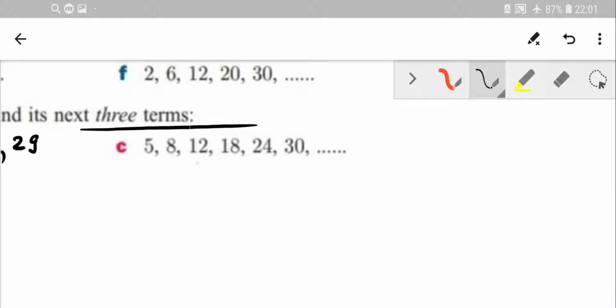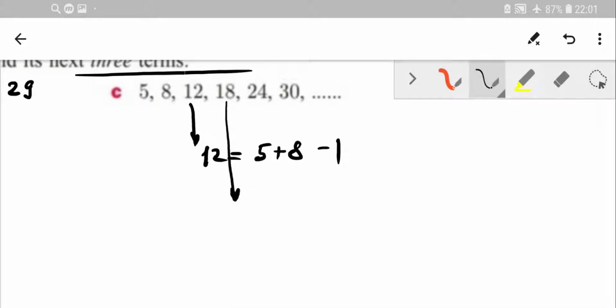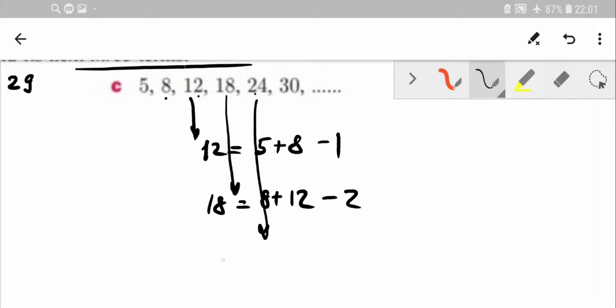So it means, for example, 12. Let's consider how it might be arranged. So 12 is 5 and 8. It's 13, right? But you need to subtract 1. All right, so let's see how 18 might be arranged. So 18 is 8 and 12, right? So 18 is 8 and 12, two previous terms, but you need to subtract 2 instead. So let's say 24, whether it works in the same manner, like subtracting 3. So 12 and 18, no, it doesn't work. Like 24 is 12 plus 18, but minus, not 3, sorry. Maybe it should be minus 6 actually, yeah.